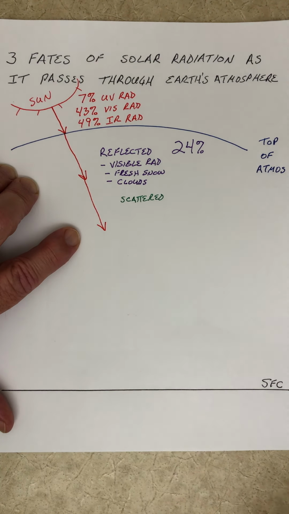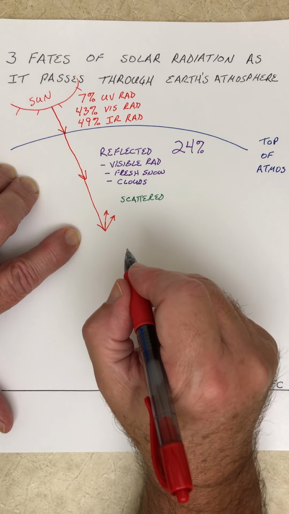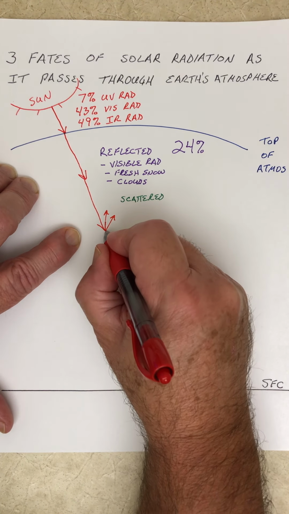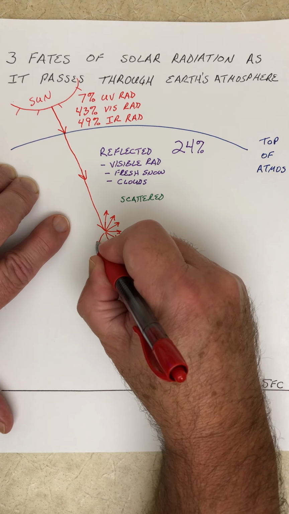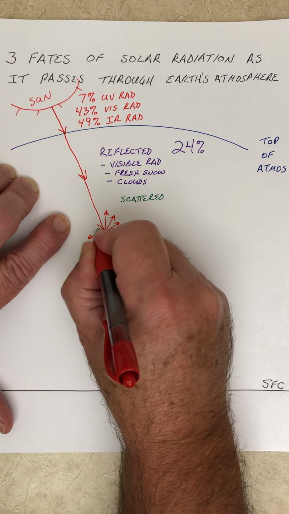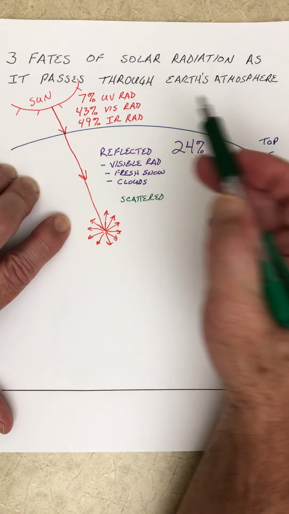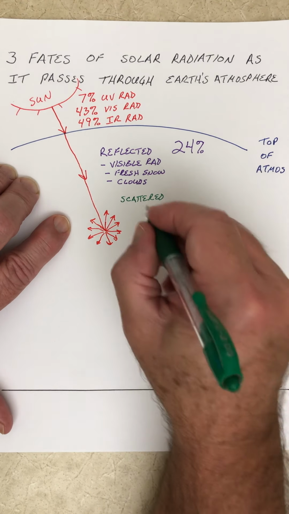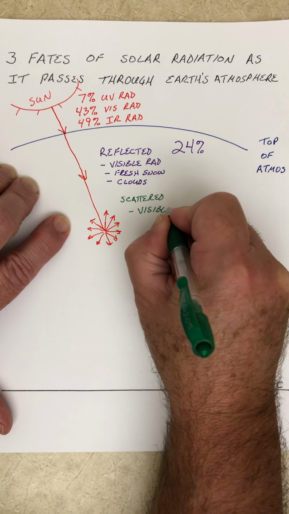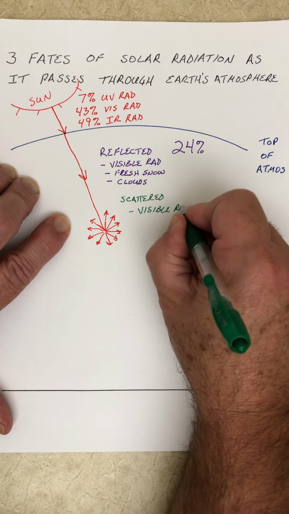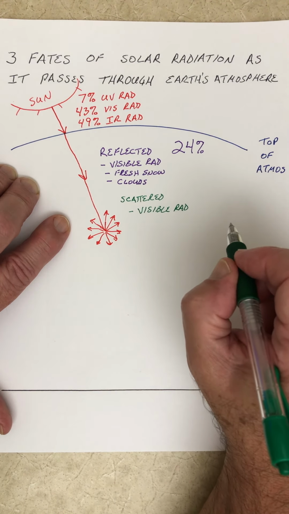And when we talk about scattering, it hits a molecule, it hits an impurity in the atmosphere, and whatever it hits is going to scatter it off in all different directions. And so again, we have to look at, so what's being scattered? Ultraviolet, visible, infrared. It turns out that again, this is visible radiation that gets scattered. There will be some ultraviolet, but mainly it's visible radiation.